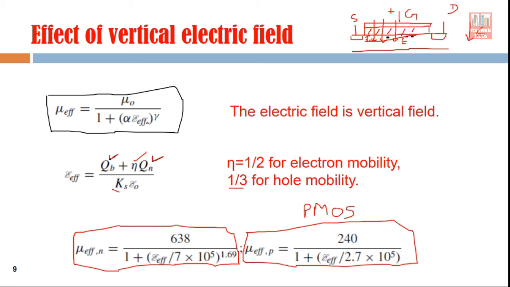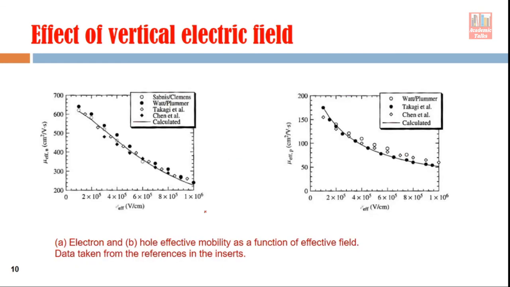So from this slide you have seen how the effective mobility depends on the vertical electric field. All these were theoretical calculations or considerations, but practically, if we study the effect of the vertical electric field, you can see the data shown here. This shows how the effective mobility in the case of NMOS devices varies with the effective vertical electric field. And in this graph, the variation of mobility in the case of a PMOS device is shown as a function of the effective field, right?